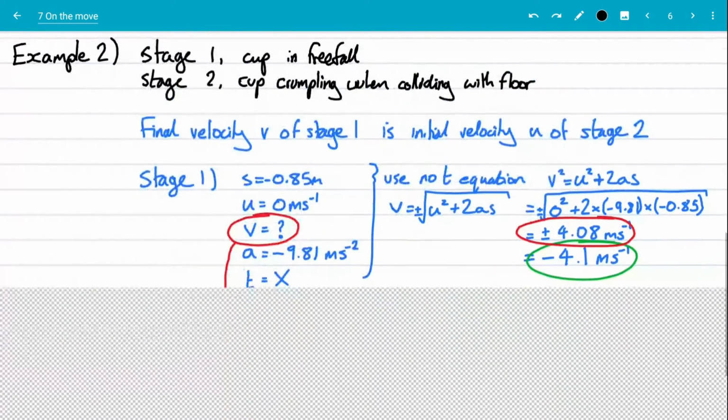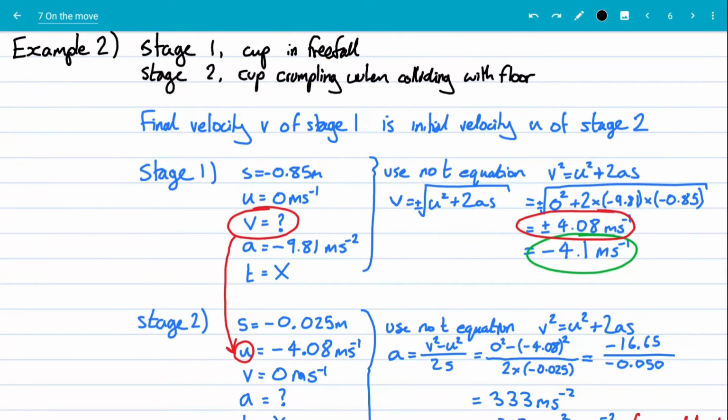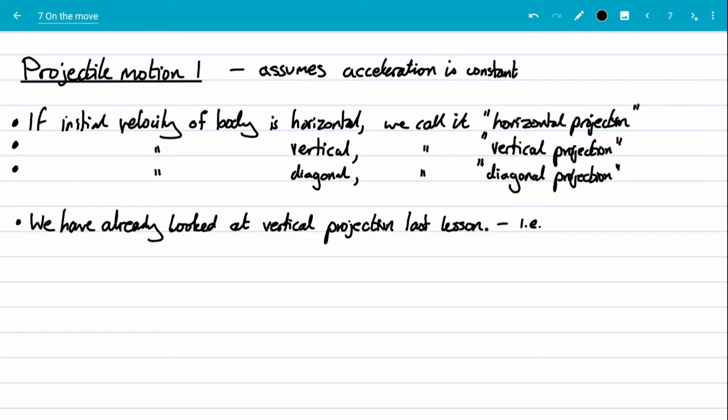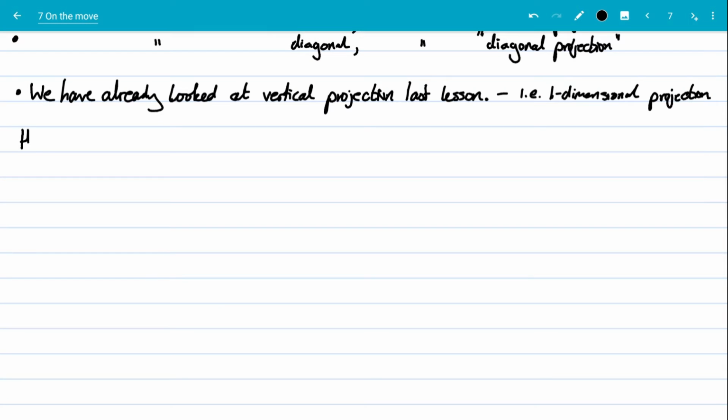Whereas here, it was vertical, but there was still only one dimension. The cup was in free fall, downwards, and the acceleration due to gravity was downwards. So in both those cases, it's one-dimensional. That is to say, one-dimensional projection. Nice and easy. So let's now look at horizontal projection.